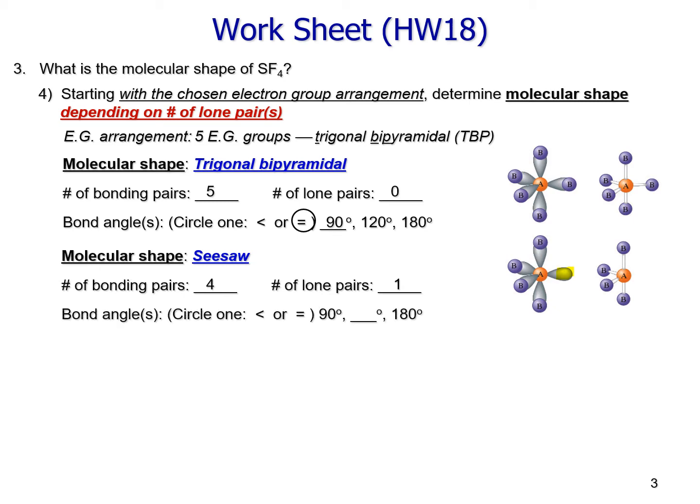For bond angles, with a much less symmetric geometry like seesaw, the bond angle is always going to be less than the ideal angles. Always, unless we find there are enough lone pairs to make the geometry highly symmetrical again, which we will see later as we go through pretty much all the molecular shapes that we can derive from this particular electron group arrangement, trigonal bipyramidal.